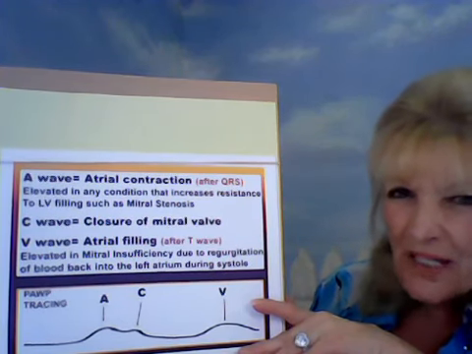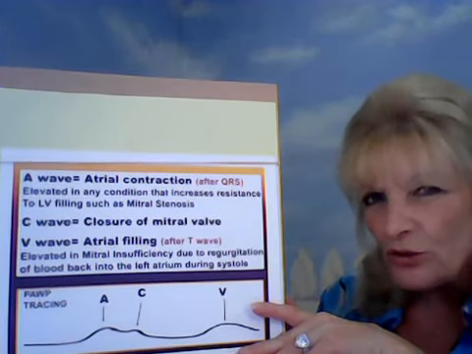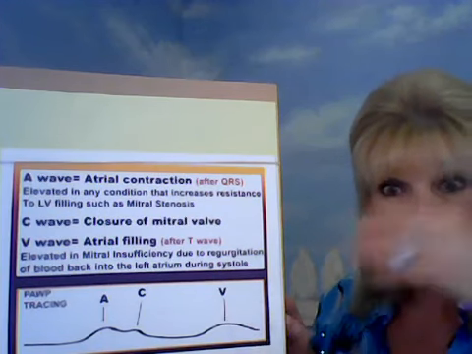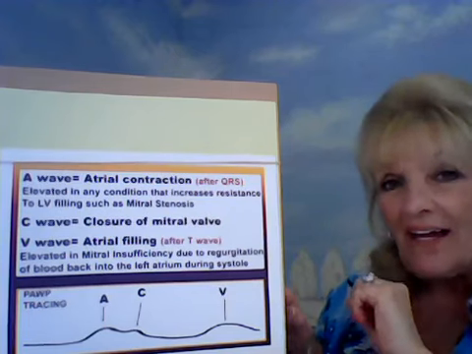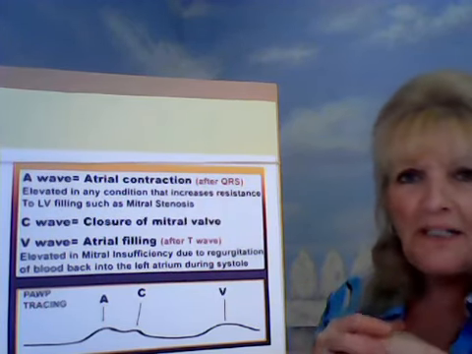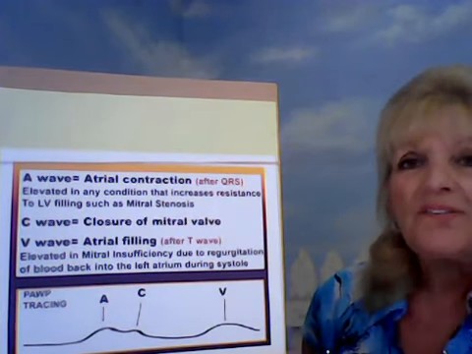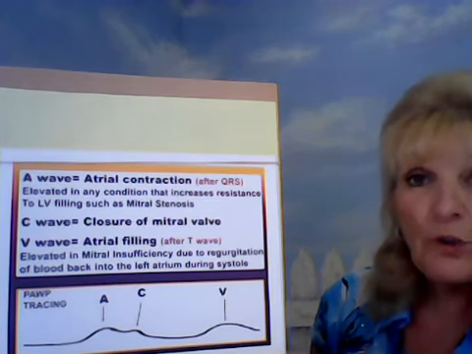People say, well, that doesn't make any sense. If the A wave is atrial contraction, I should really see it under the P wave, because the P wave is atrial contraction. But the reason why the A wave, which is indicative of atrial contraction in a wedge reading, is seen after the QRS is because of the length of the tubing. The tubing is very, very long.